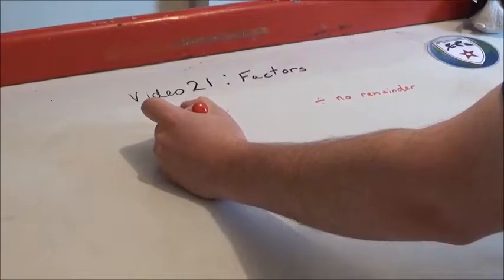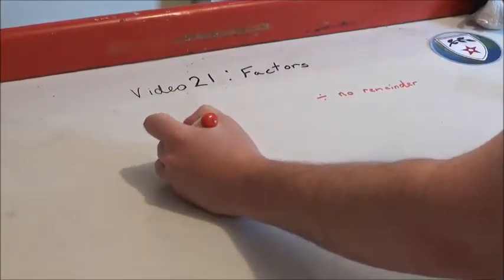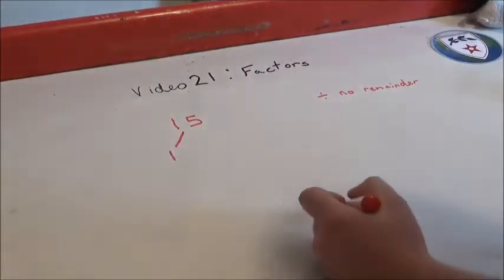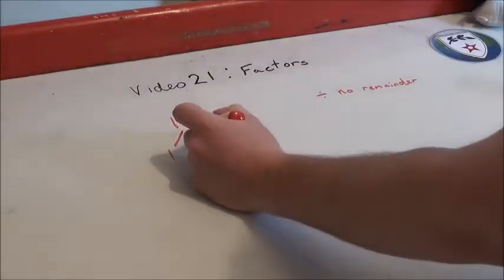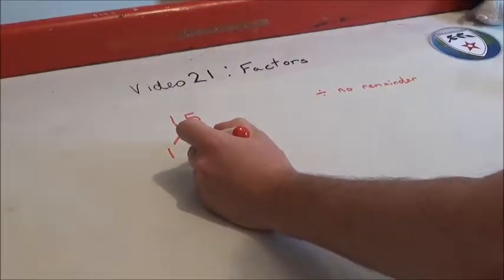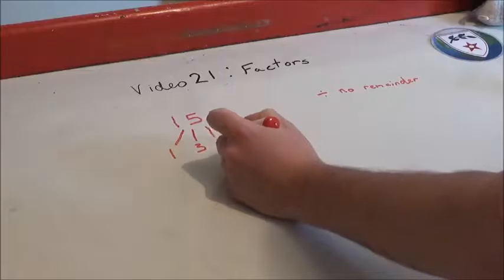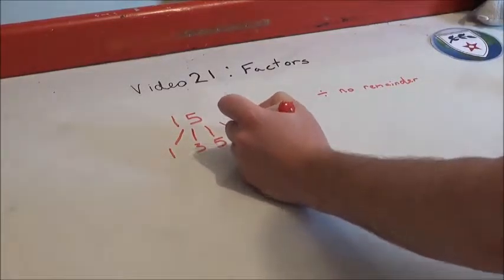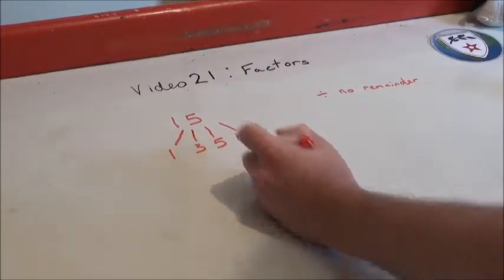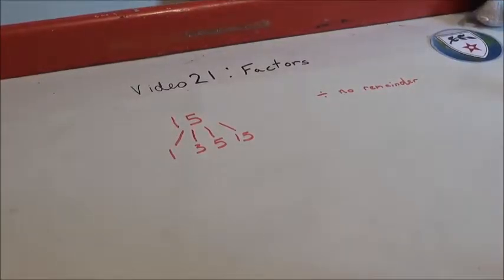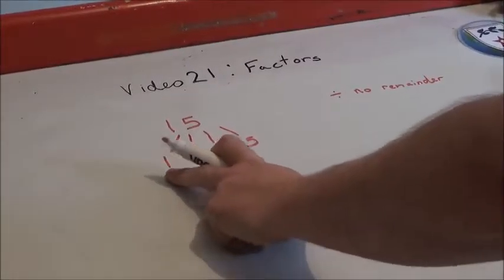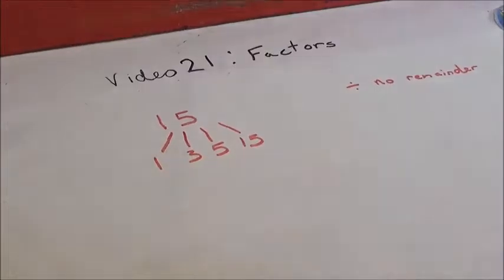a factor of 15 could be 1, because I can divide 15 by 1. I can divide it by 3. I can divide it by 5. And I can divide it by 15. So 15 has 4 factors. It has 1, 3, 5 and 15.